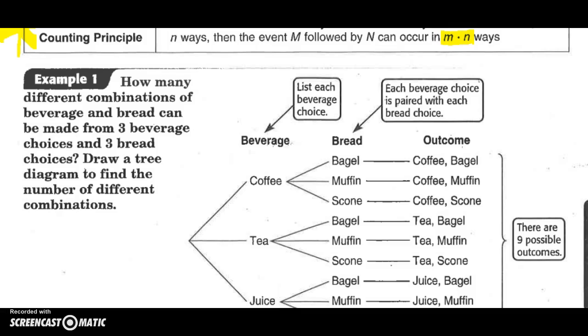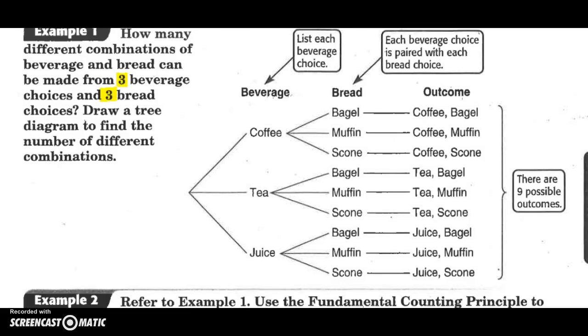Example 1. How many different combinations of beverage and bread can be made if there are 3 beverage choices? So here we go, 3 beverages and 3 breads. Here's our tree diagram. They decided to make coffee, tea, and juice the 3 beverage choices. And then there were 3 bread choices. So for coffee, you could pair coffee with a bagel, with a muffin, or with a scone. And here's where they wrote the outcomes.